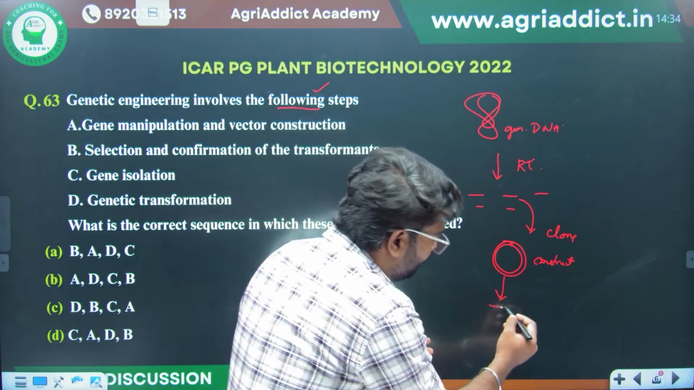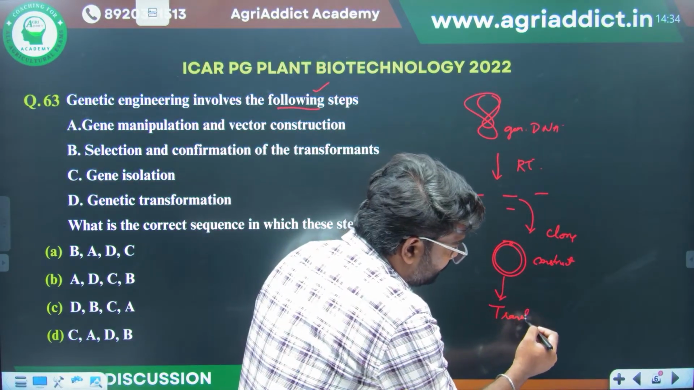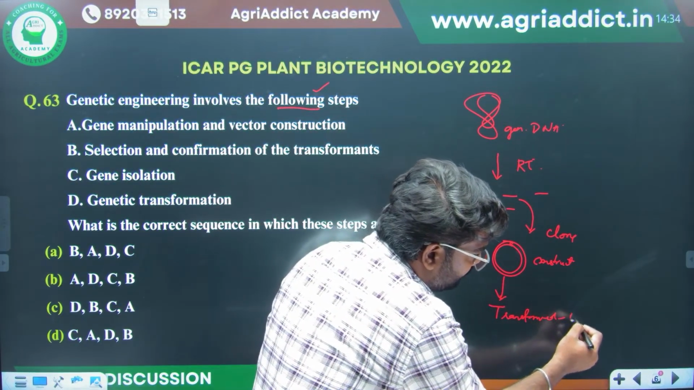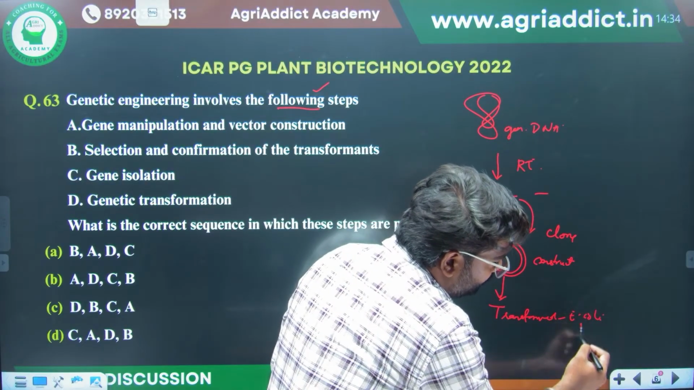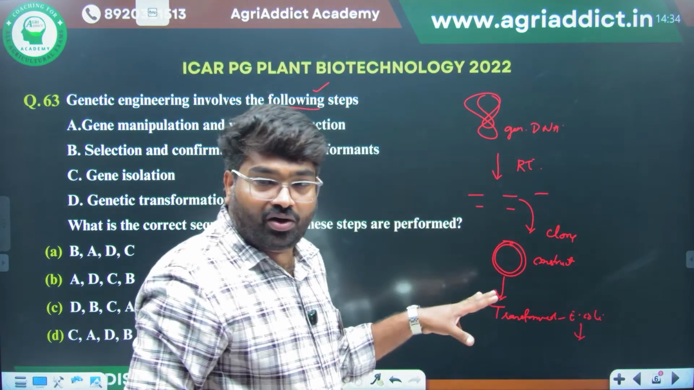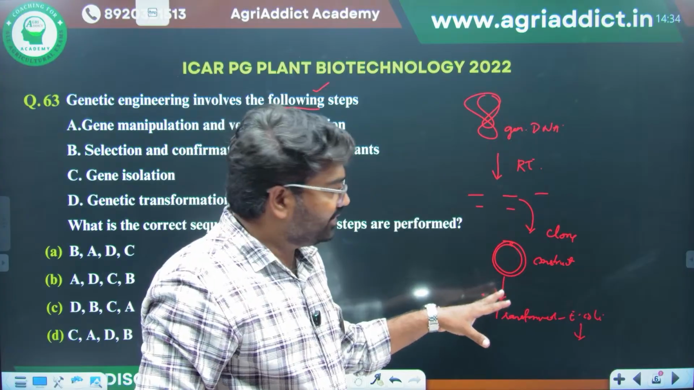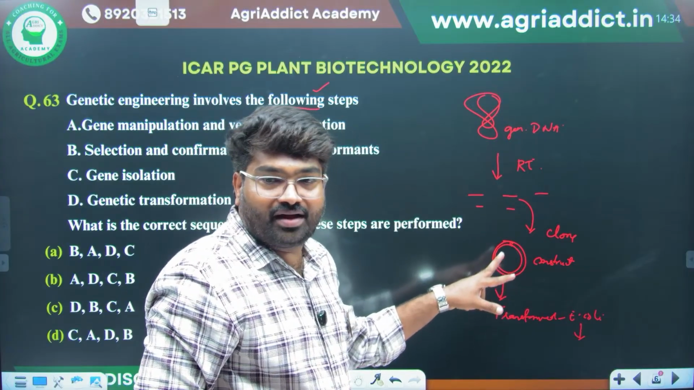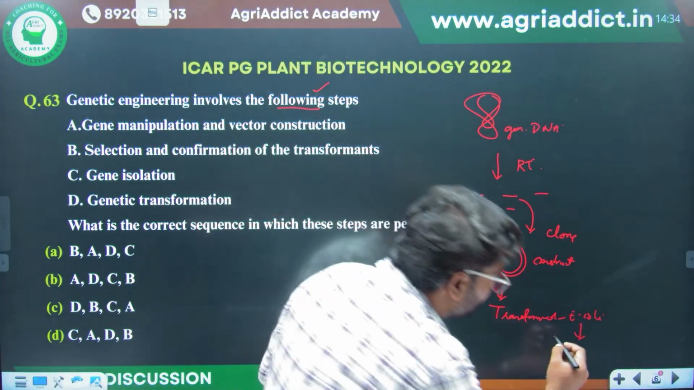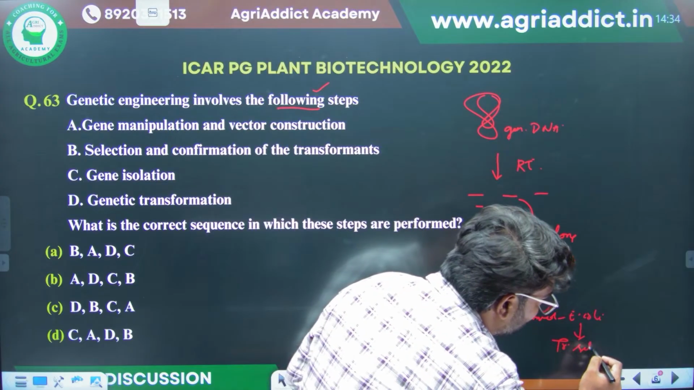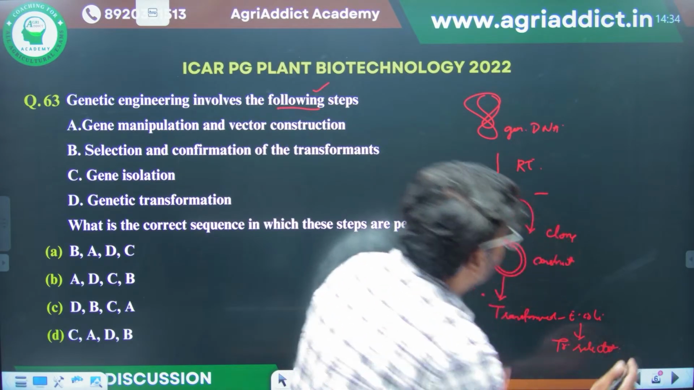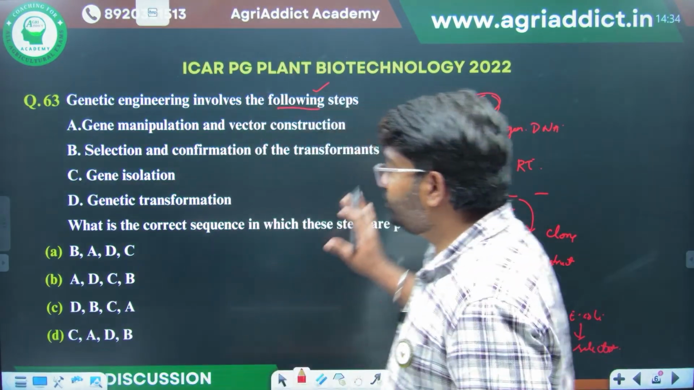This construct will be transformed in E. coli. Then after that, we will select the colonies, or the bacteria that have our gene of interest. So transformation and selection will be there. These are the basic steps, and based on that we have to arrange the things.